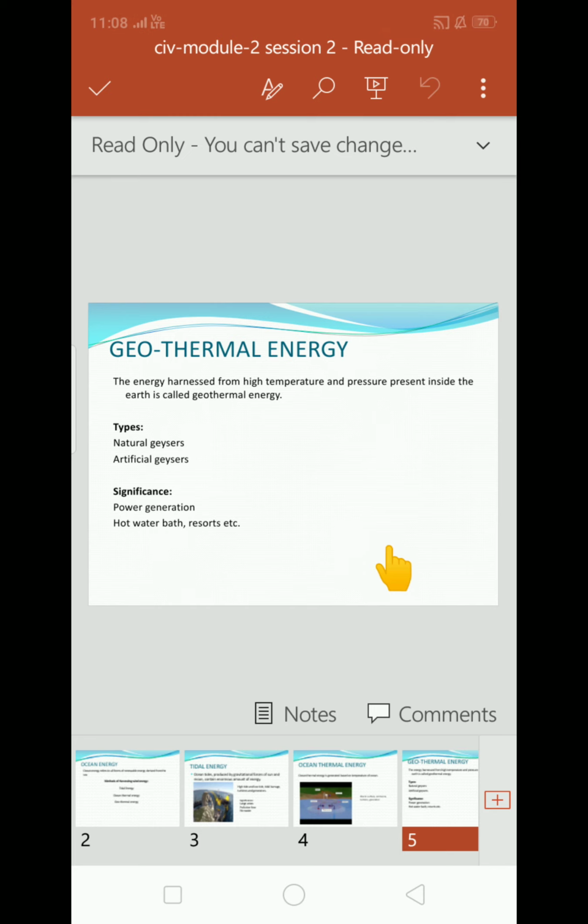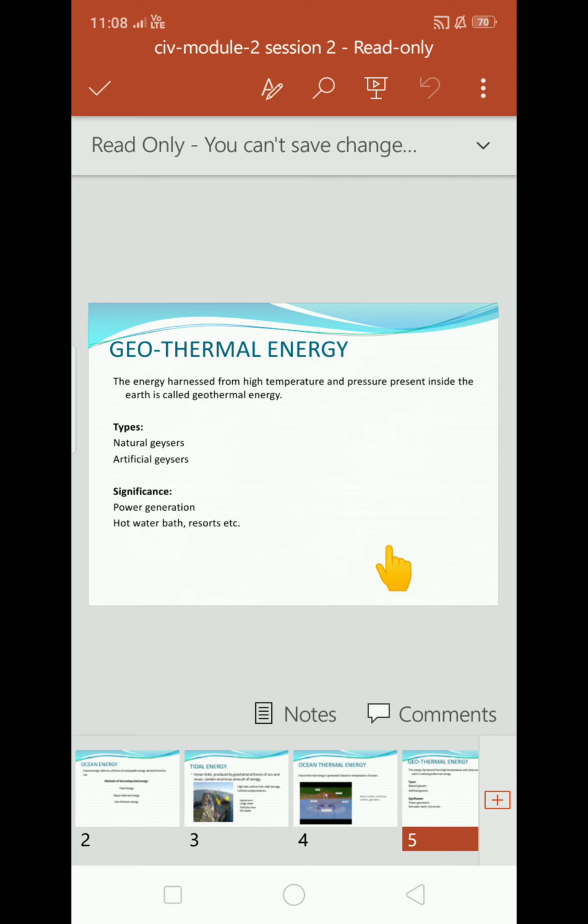In natural geysers, the hot water, hot materials or steam are generated naturally, but in artificial ones we make holes to the required depth to generate hot water or hot steam for producing electricity.